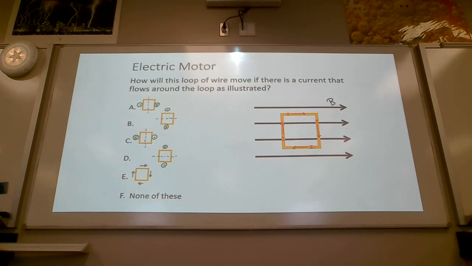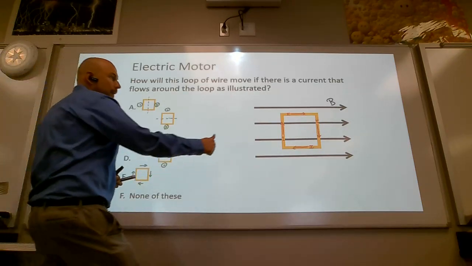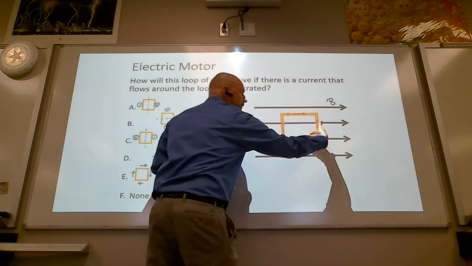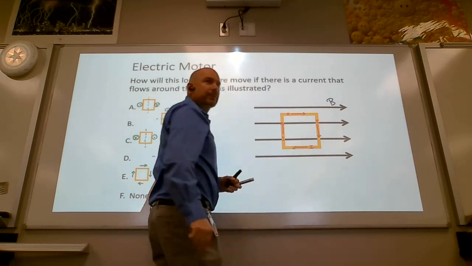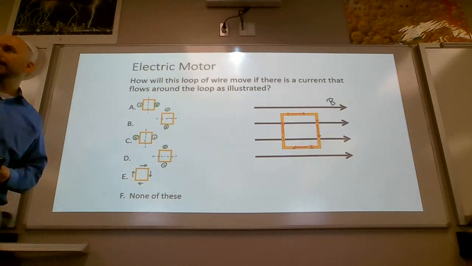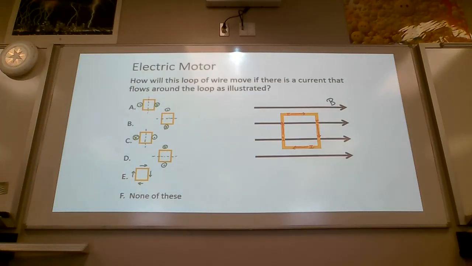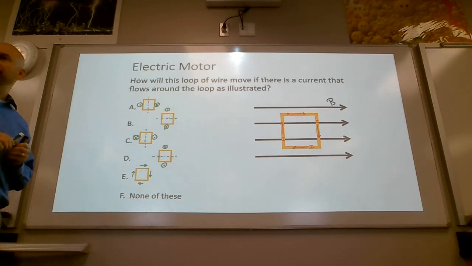Tell your neighbor. There we go. C. Okay. This goes in. This comes out. Zero force, zero force. They're going parallel. So it's going to spin like that. That makes sense?